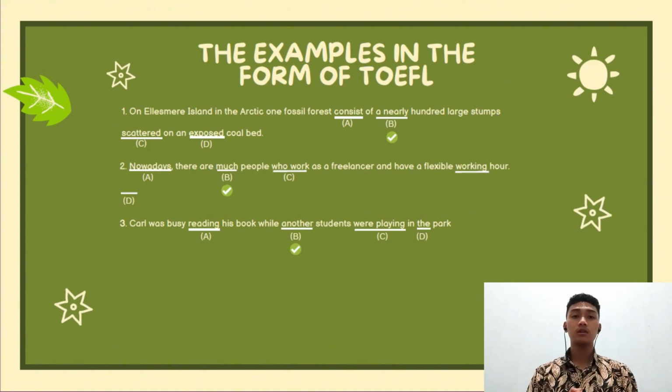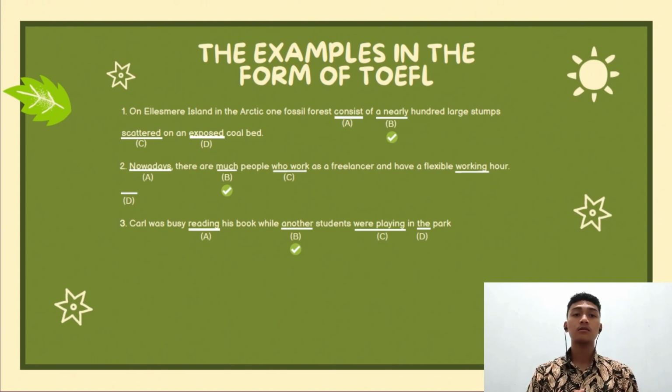Number 2, nowadays there are much people who work as a freelancer and have a flexible working hour. The correct answer is B, because much is always connected to an uncountable noun, whereas people is a countable noun, so it should be: there are many people who work as a freelancer and have a flexible working hour.